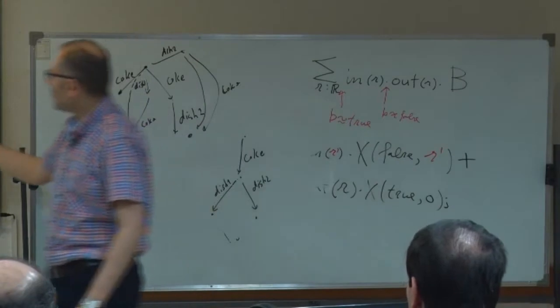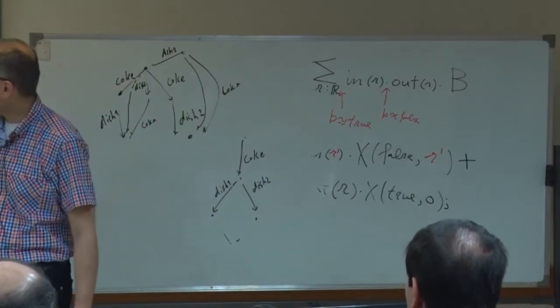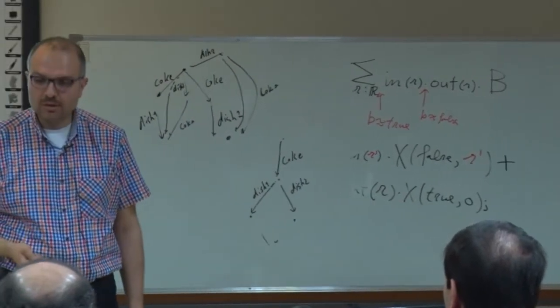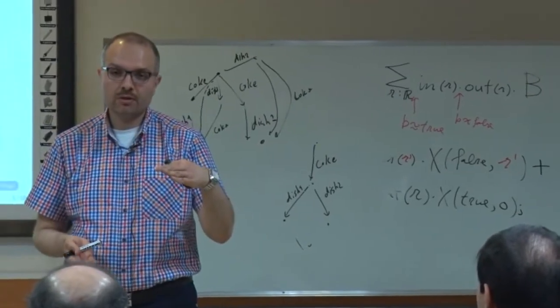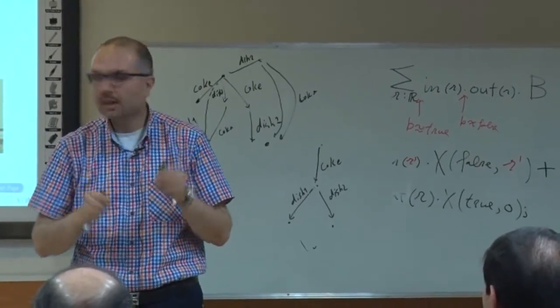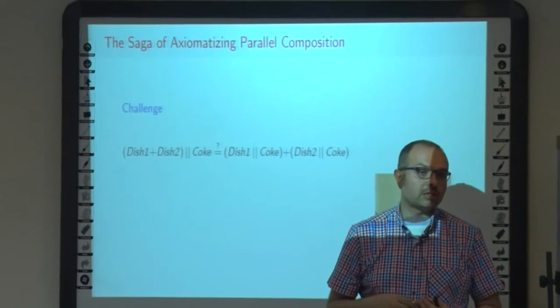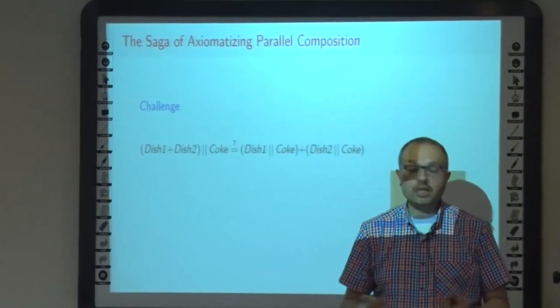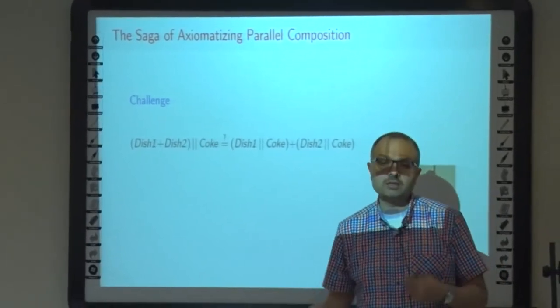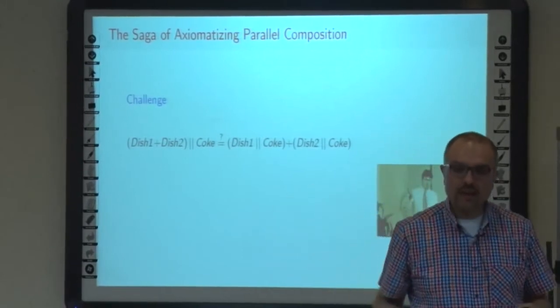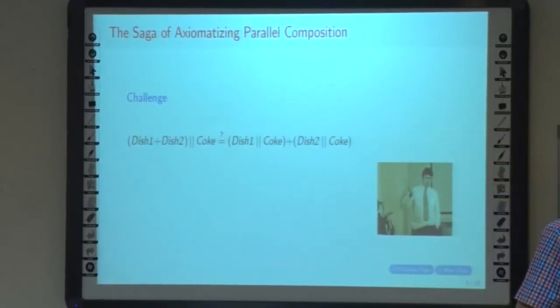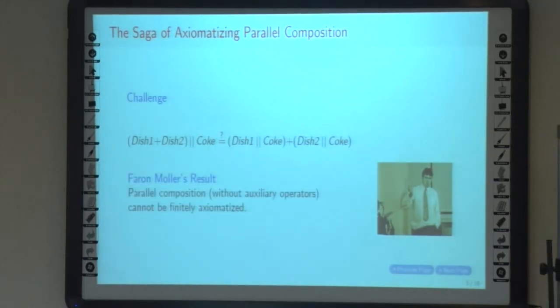So this was the main reason why Moller could show that parallel composition cannot be axiomatized by a finite set of rules. So you cannot write a finite set of equations that describes all the equivalences that concern parallel processes. You need an infinite number of equations, that's what Milner did originally, so he wrote an infinite set of laws for parallel composition.